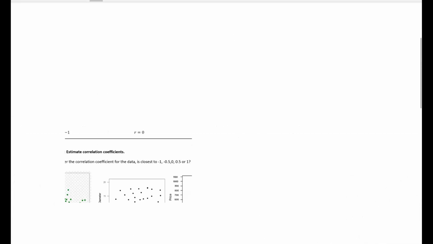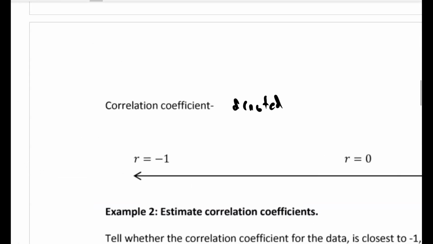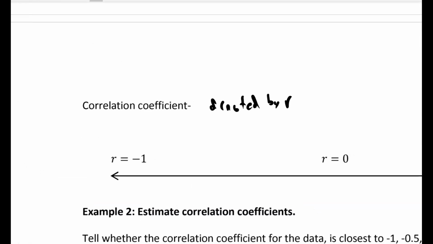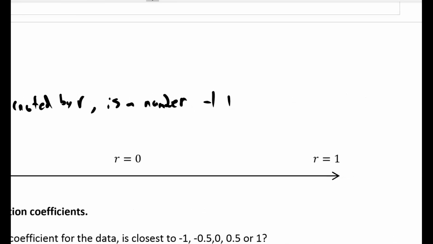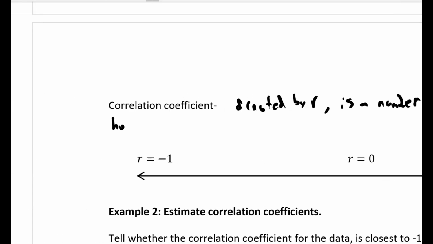Let me zoom in here so my writing's a little bit better. Denoted, there we go, by R. It's just a number from -1 to +1 that measures how strongly data is correlated.